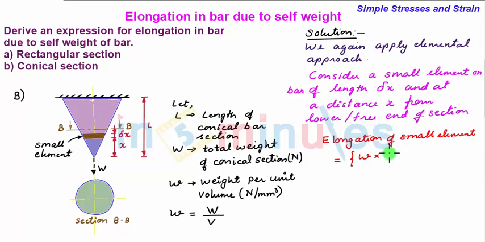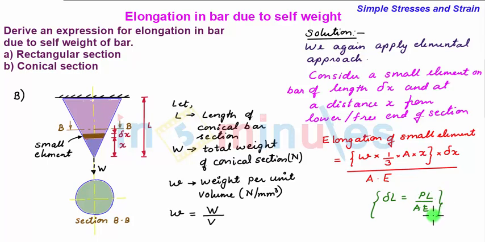So the volume of the conical section is given as 1 by 3 multiplied by the area of this conical section, which will be equal to the area of the small element A multiplied by the length, which is x. So this is the total weight acting on the small element multiplied by the length of the element delta x upon the area of the small element, which is the same as A into E, since we know delta L is given as PL upon AE.